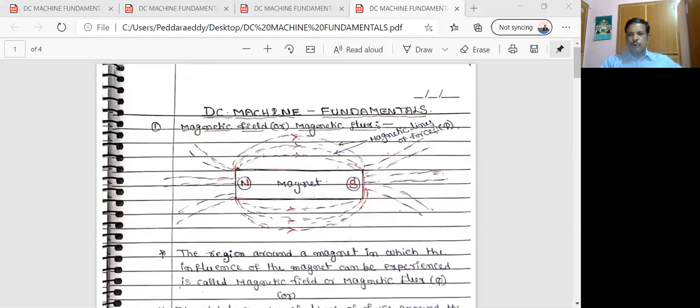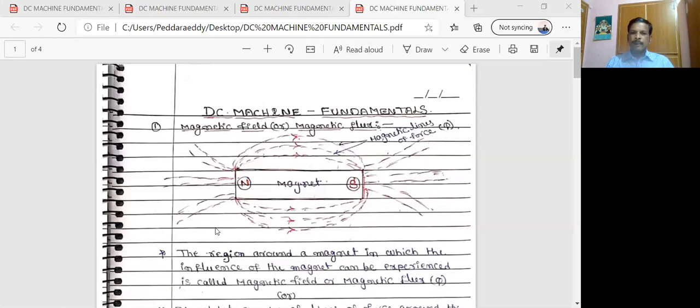Before discussing the DC generator and DC motor, we have to know these fundamentals. They are very important. If you want to understand the DC motor principle, the DC generator principle, and the transformer principle, these fundamentals are very important. Today we are going to discuss these important basics.